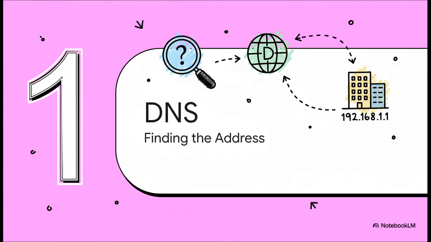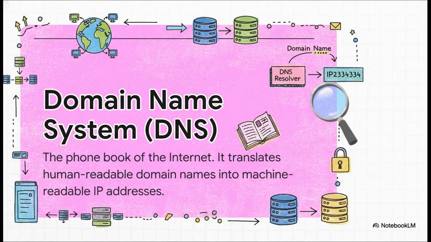Okay, so first things first. Before your browser can even think about asking for a web page, it needs to know where to send the request, right? It needs an address. And that's exactly where our first protocol, DNS, comes into the picture. The best way to think about DNS is to picture it as the internet's giant phone book. It's really that simple. See, we humans are good with names, like developerroadmaps.com, but computers, they talk in numbers, specifically IP addresses. So DNS is that critical middleman. Its whole job is to look up the name you type in and find the correct number, so your browser knows exactly which server to call.